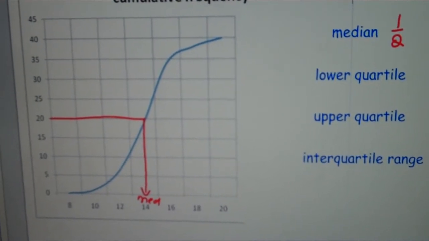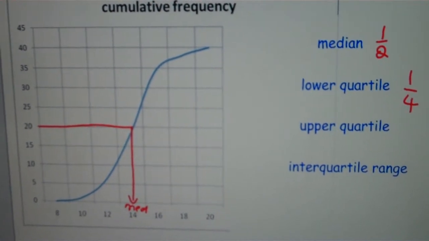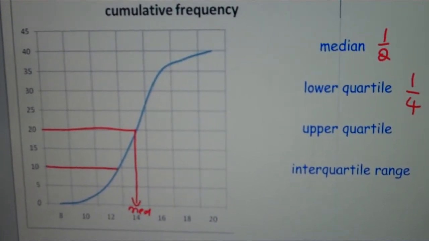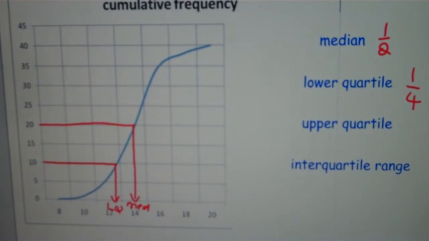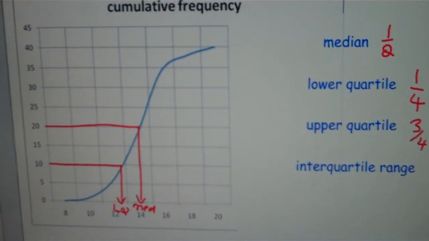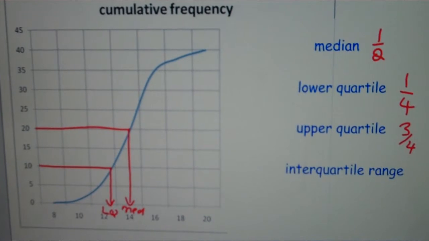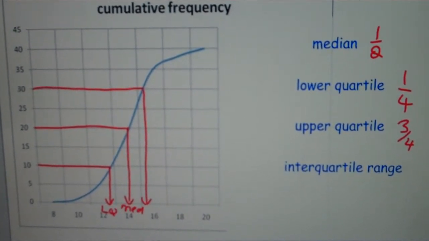For your lower quartile, it is a quarter of the way. Okay? So come across at 10, come down, lower quartile. Upper quartile is at the 3/4 point, so you would come across at 30 and come down and read the value off.